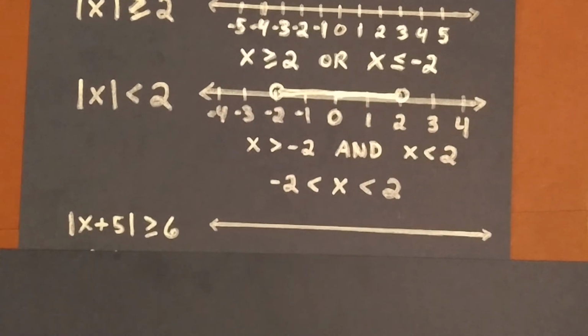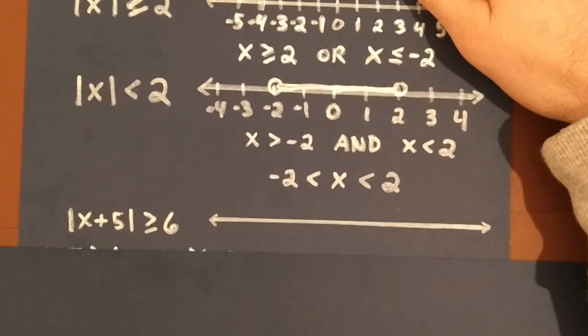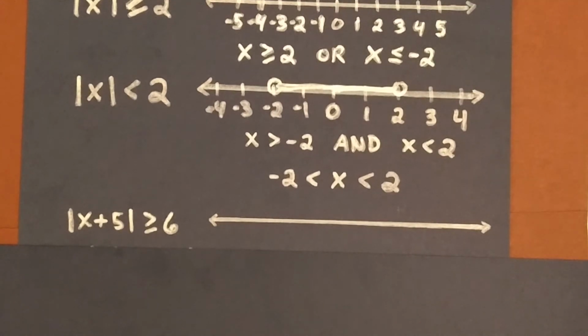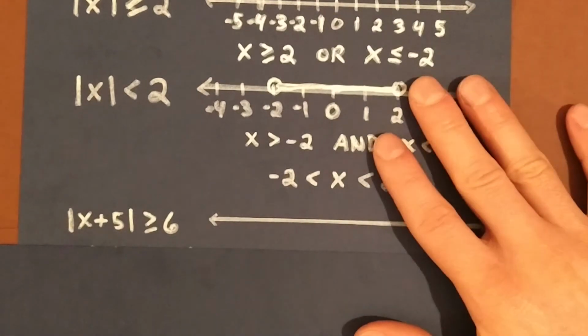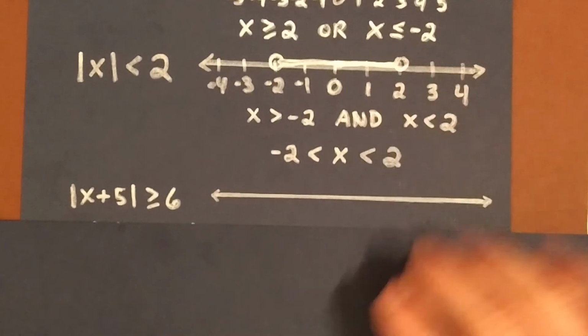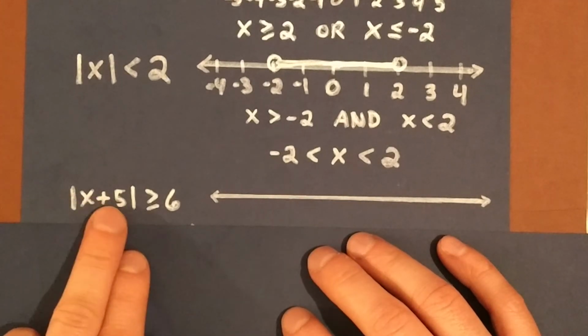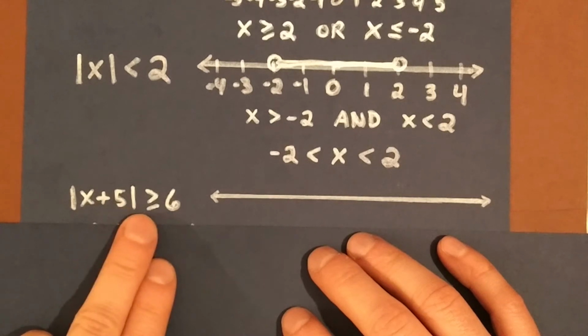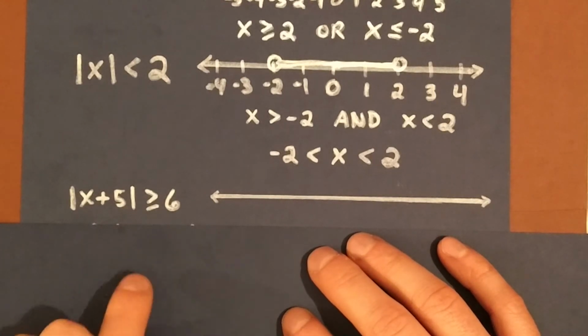So now let's take what's inside the absolute value, and instead of x, we'll make it an expression. So here we have x plus 5 inside the absolute value. The absolute value of x plus 5 is greater than or equal to 6.